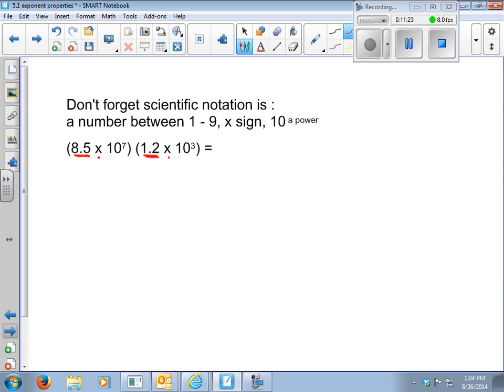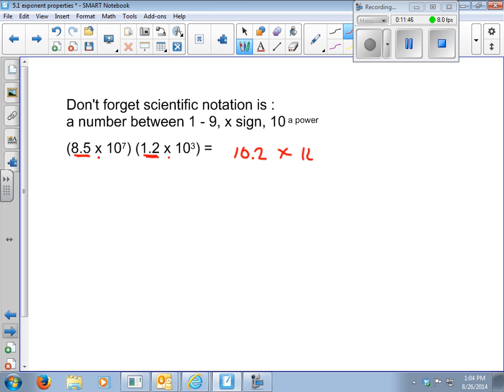You can do these in pieces. Use your calculator to help you. This would be the one time you can use your calculators to help you. 8.5 times 1.2, 10.2, time sign, and then 10 to the 7th, 10 to the 3rd is the product property. You can just add your powers together. 7 plus 3 is 10 to the 10th.